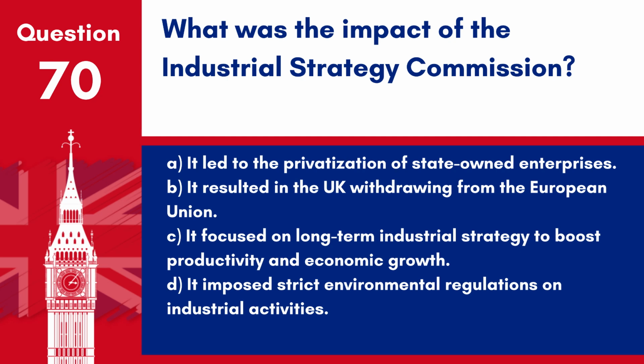Question 70. What was the impact of the Industrial Strategy Commission? A. It led to the privatization of state-owned enterprises. B. It resulted in the UK withdrawing from the European Union. C. It focused on long-term industrial strategy to boost productivity and economic growth. D. It imposed strict environmental regulations on industrial activities.